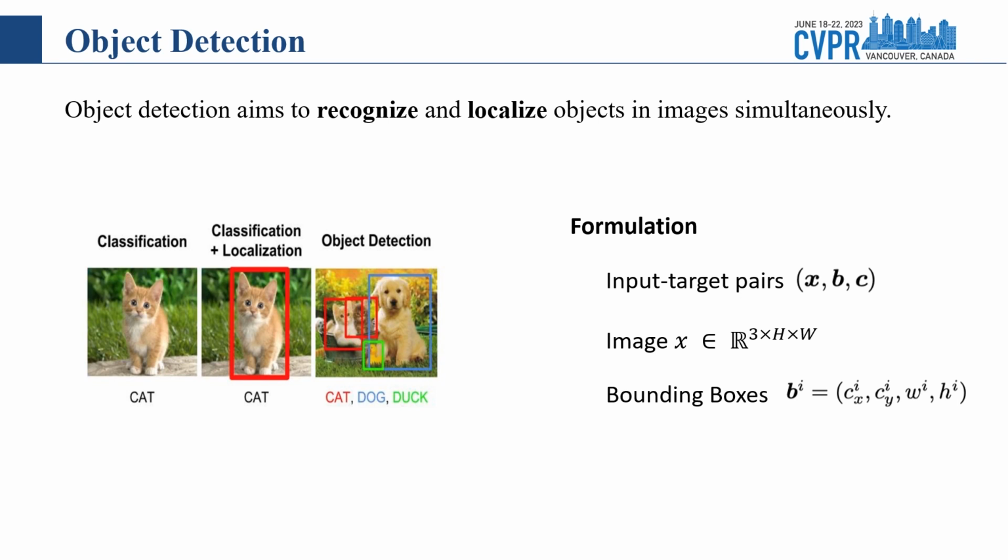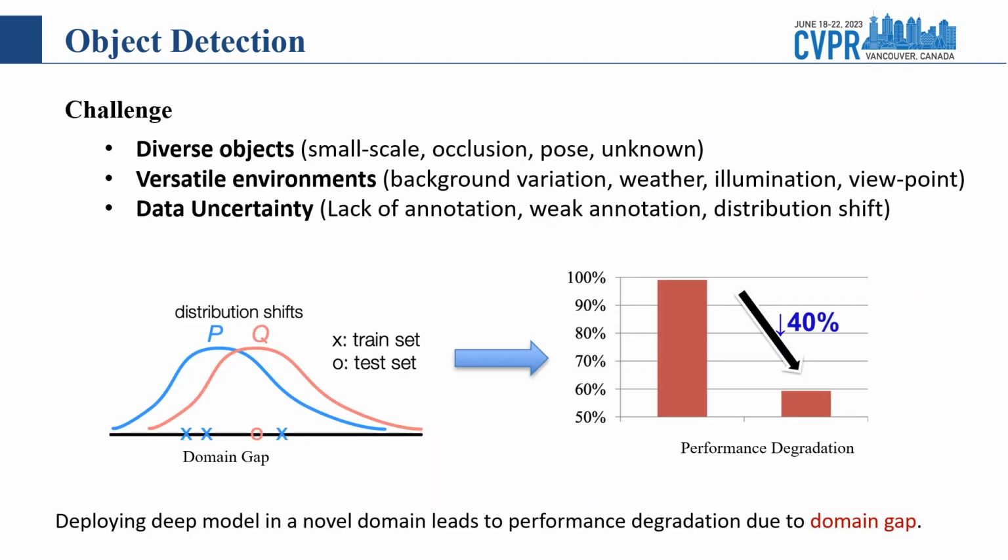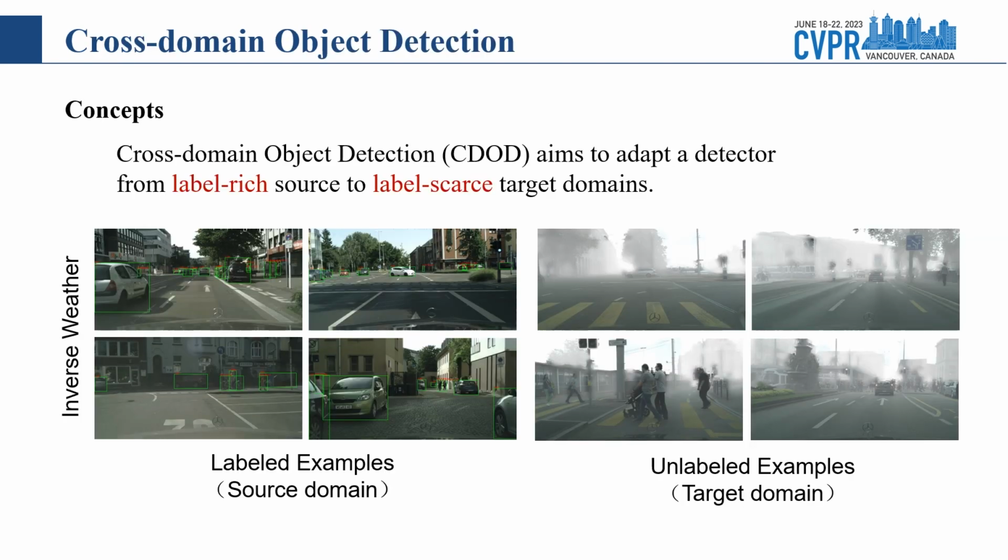As we all know, object detection is one of the fundamental tasks in computer vision. It aims to recognize and localize objects in images. It can be used in various applications such as autonomous driving, image retrieval, video understanding, and so on. When we deploy a detector in a new domain, the model will suffer from significant performance degradation due to the domain gap. In this work, we address the problem of cross-domain object detection, where we transfer the knowledge from the labeled source domain to the unlabeled target domain.